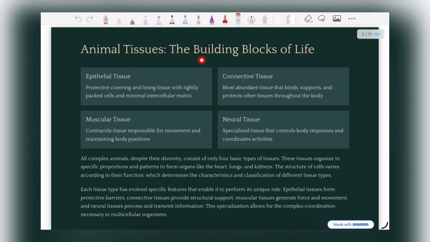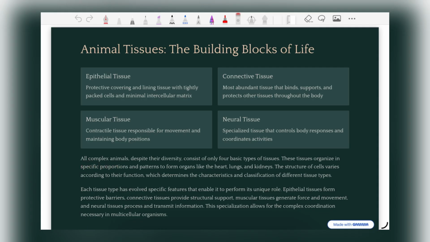Animal tissues, the building blocks of life. Epithelial tissue: protective covering and lining tissue with tightly packed cells and minimal intercellular matrix. Connective tissue: the most abundant tissue that binds, supports, and protects other tissues throughout the body. Muscular tissue: contractile tissue responsible for movement and maintaining body positions. Neural tissue: specialized tissue that controls body responses and coordinates activities.